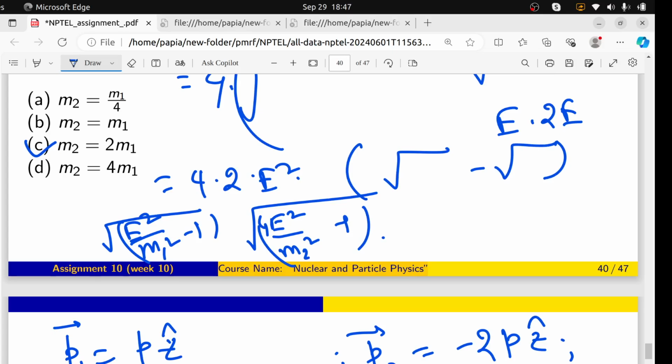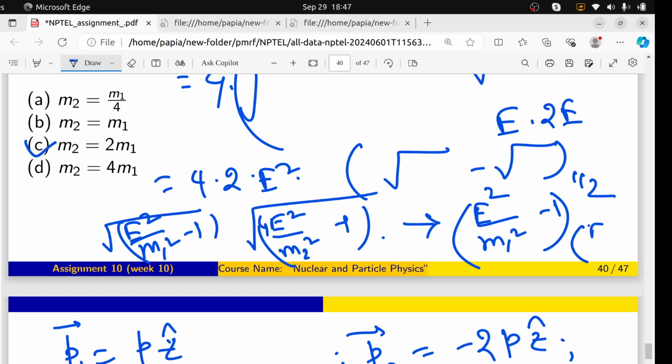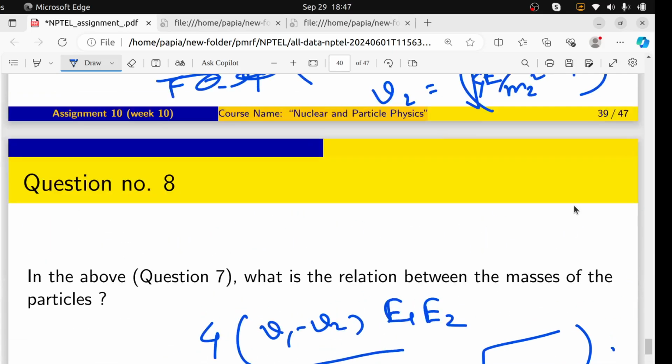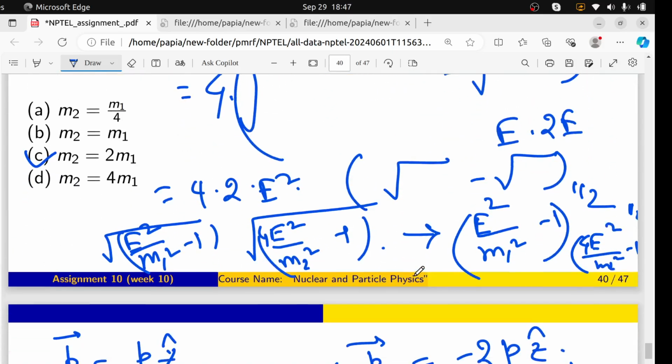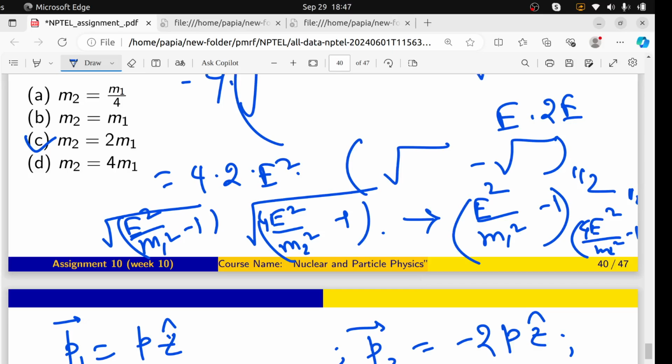This is the thing. Now you can see that can be written as E square by M1 square minus 1 to the power half, and again this one is 4E square by M2 square minus 1 to the power half. And here the main thing is that our M square is nearly E square. That is the case, we are taking M as E. So if I put in here M equals E, that means what happened?